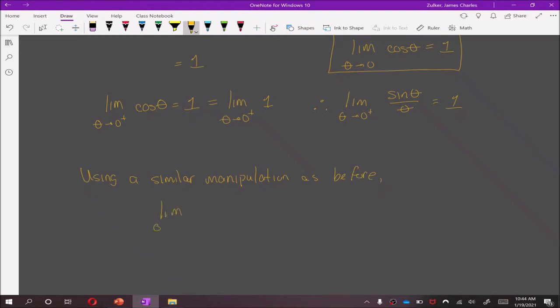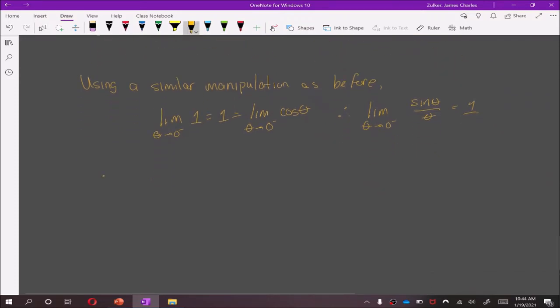that the limit as theta approaches 0 from the left of 1 is equal to 1, and that is going to be the limit as theta approaches 0 from the left of cosine of theta, which means that the limit as theta approaches 0 from the left of sine of theta over theta is equal to 1. The actual workout of this is going to be left to the viewers. This allows us to conclude that the limit as theta approaches 0 of sine of theta over theta is 1.